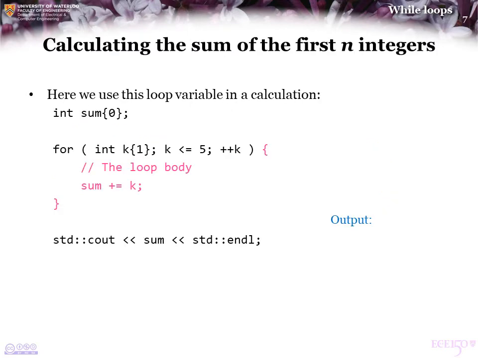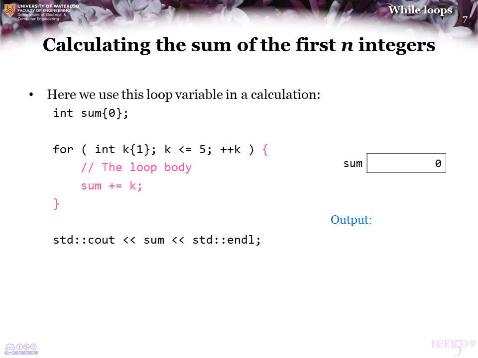We can use a for loop to perform various calculations. So for example, here we're calculating the sum of k equaling 1 to 5 by initially declaring a local variable sum, which is initialized to 0, and then we will add to that value sum 1, then 2, then 3, then 4, and then 5.